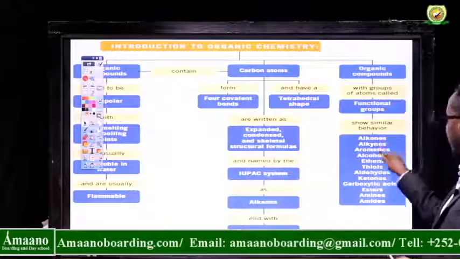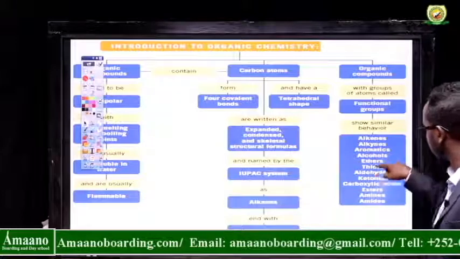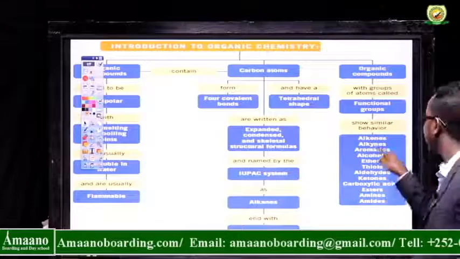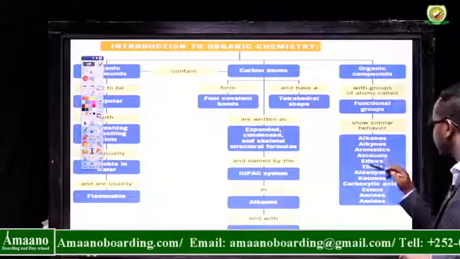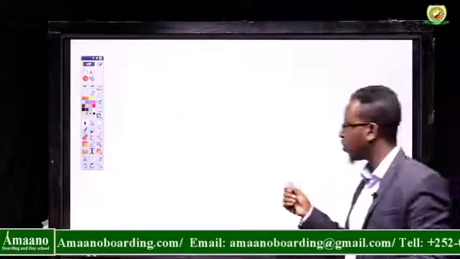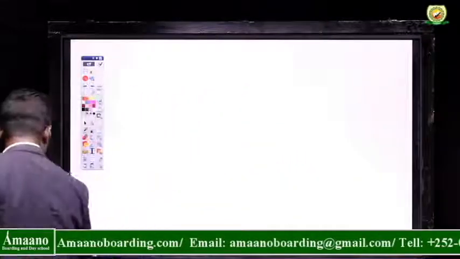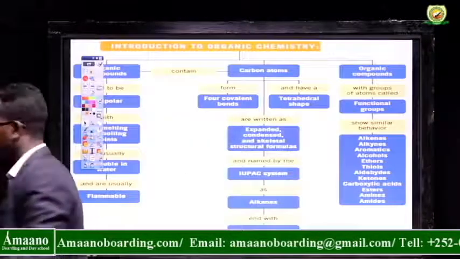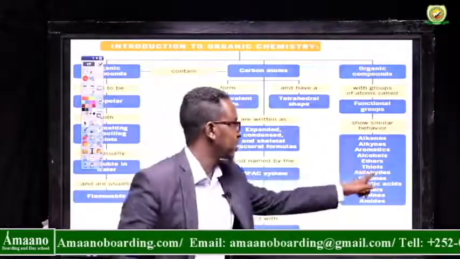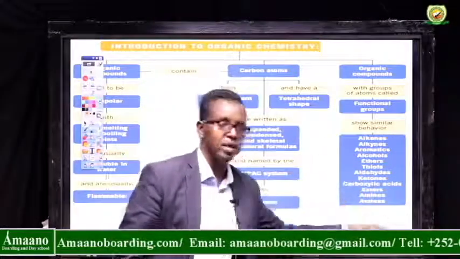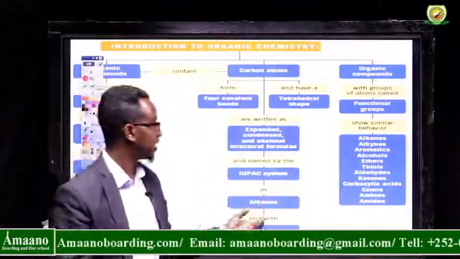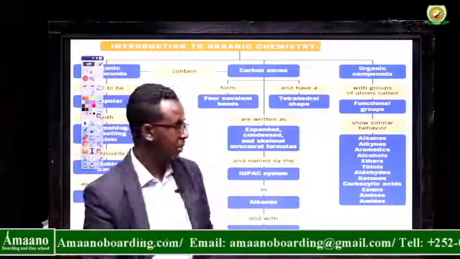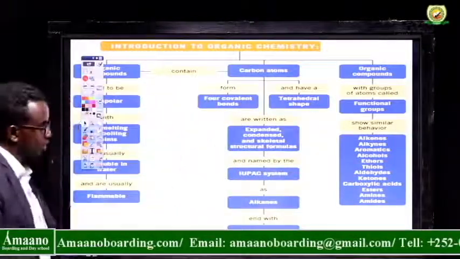Like alkenes, alkynes, aromatics, alcohols, ethers, thiols, aldehydes, ketones. Each group is a family. For example, alkene is a family. Alkane is another family. Aromatics, alcohols, ethers. Aldehyde is another family. Ester is a family. Amines. They are all families. They contain different functional groups, which means they behave in different ways. So okay, keep going.